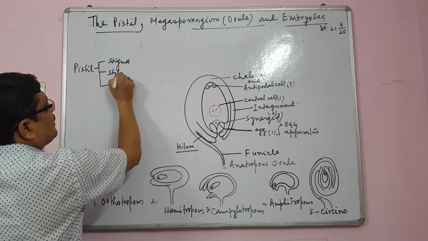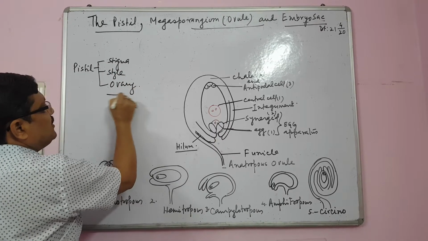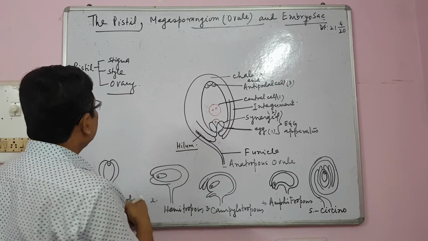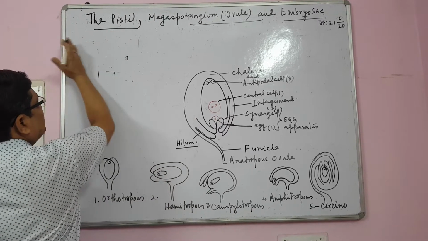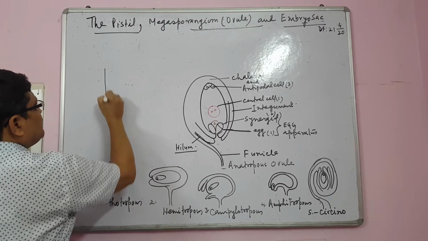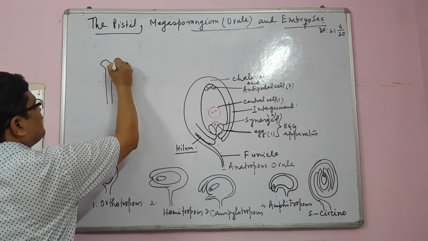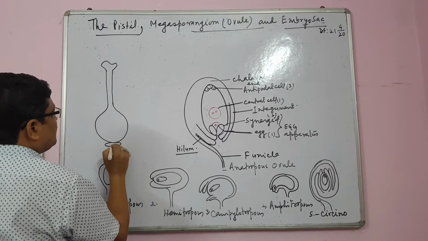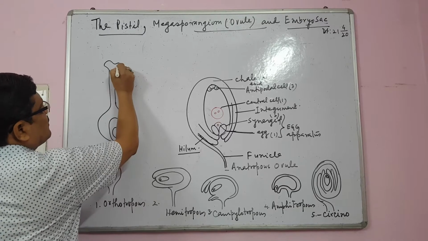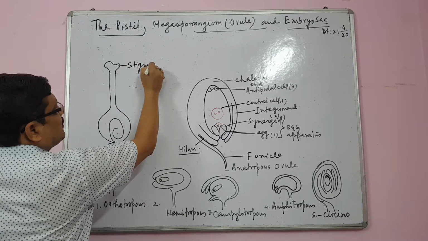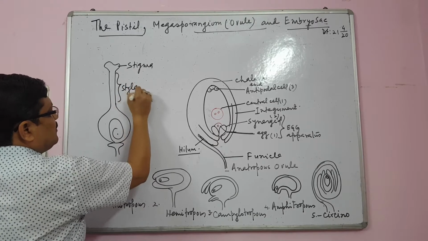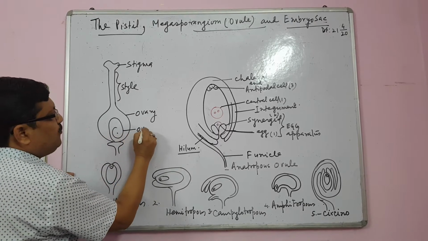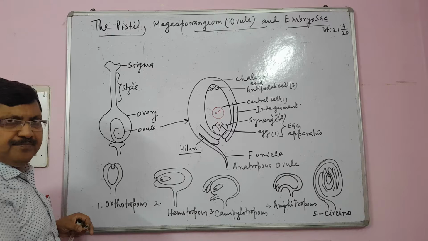Stigma, style, and ovary. This is stigma, this is a style, and this one is ovary. And within the ovary, ovule means this structure.